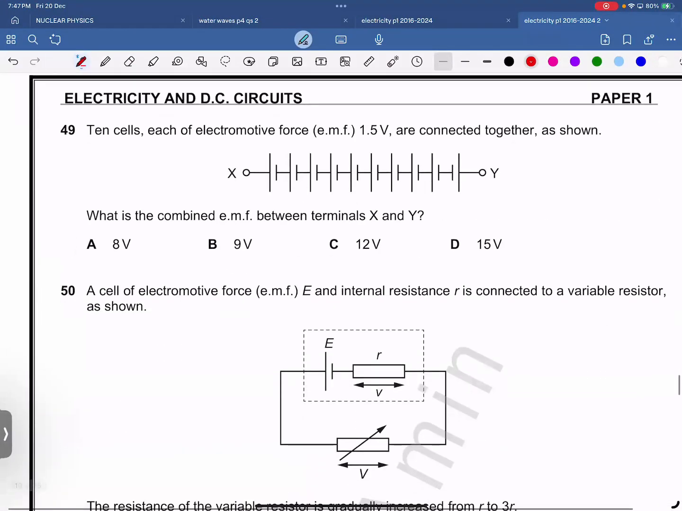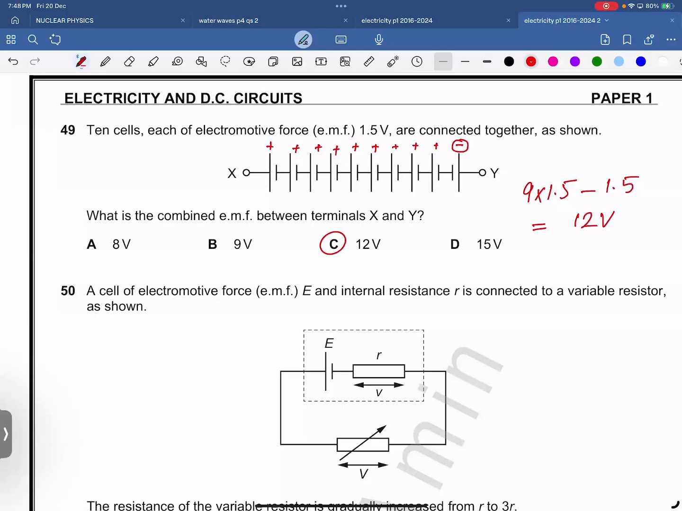Question number 49, my dear students. 10 cells are combined. What is the combined EMF? Just check the polarity. If anything is negative, opposite, you will subtract. Add, add, add, add, add. Same polarity, keep adding. Last is opposite, minus. So total are 10, 9 are added and 1 is subtracted. So 12 volt.